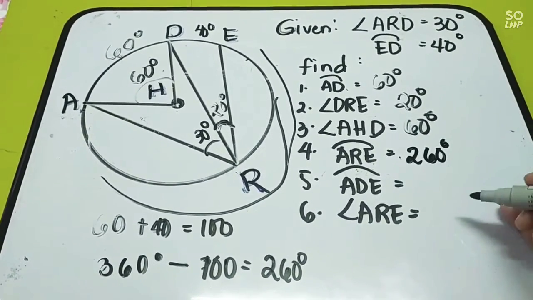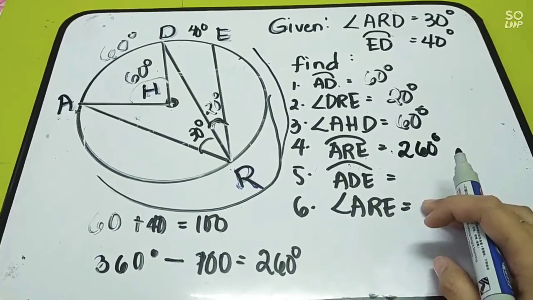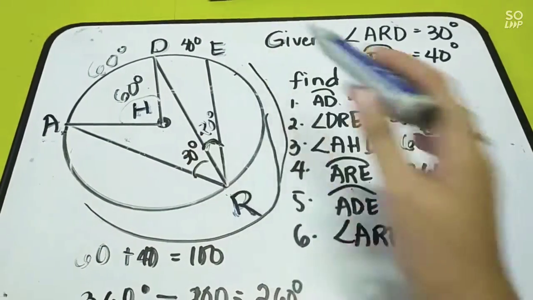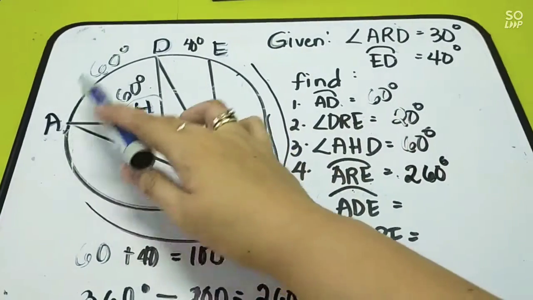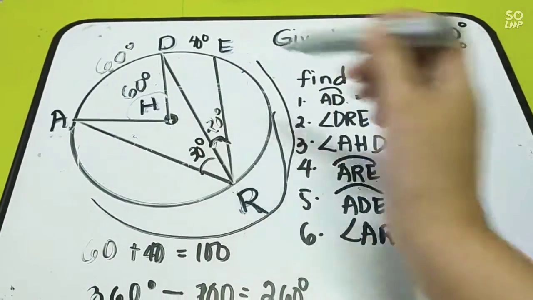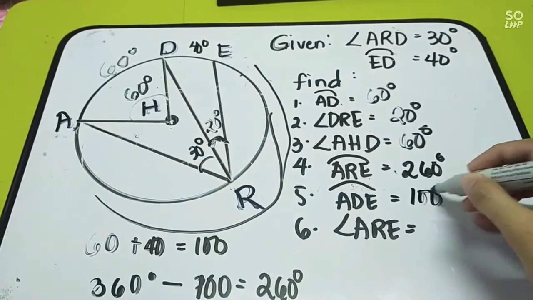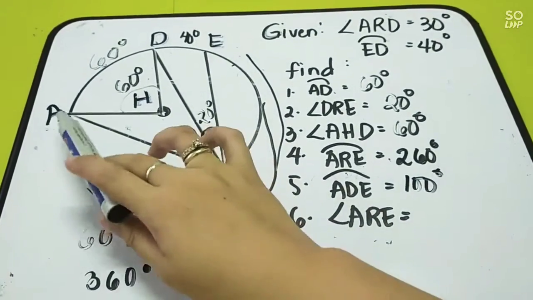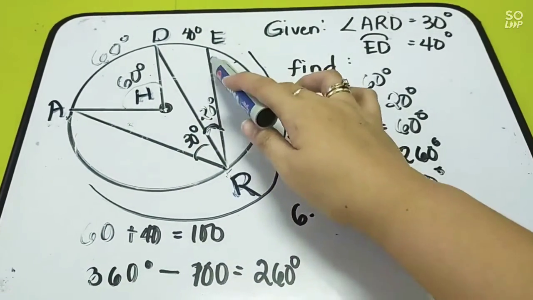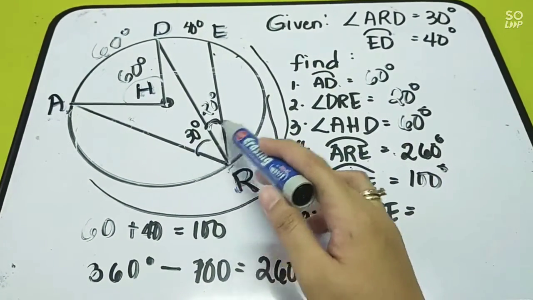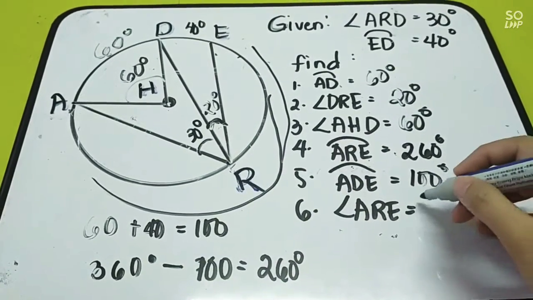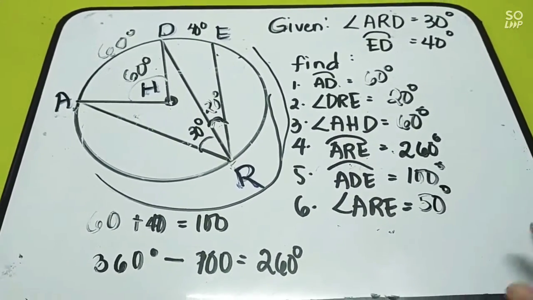260 degrees. Next, arc ADE. Arc ADE, just add 60 plus 40. The answer is 100 degrees. And next, angle ARE. Angle ARE. You will just add 30 plus 20. The answer here is 50 degrees.